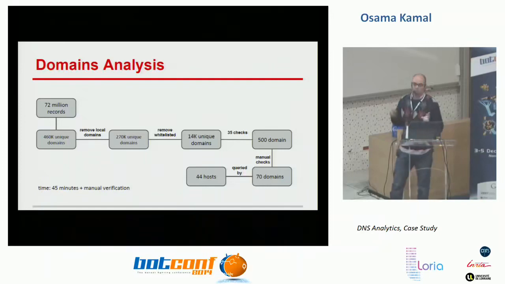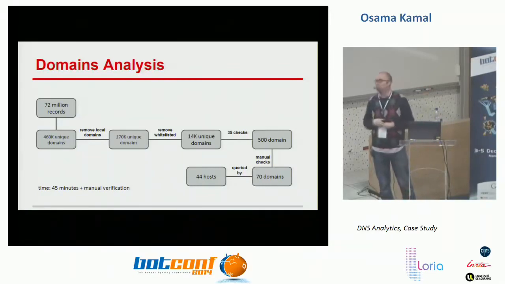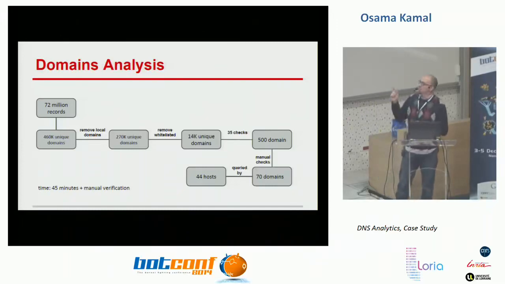And then we do manual checks, and the manual checks are essential. I mean, we have to verify what's in there, and we do lots of things to minimize the time for the manual checks. We'll share with you what we do. And at the end, we found like 44 hosts infected in the network. This takes like 45 minutes for the automated part.